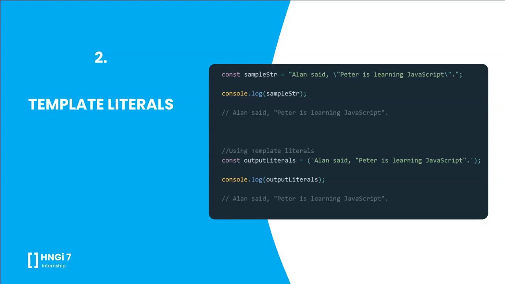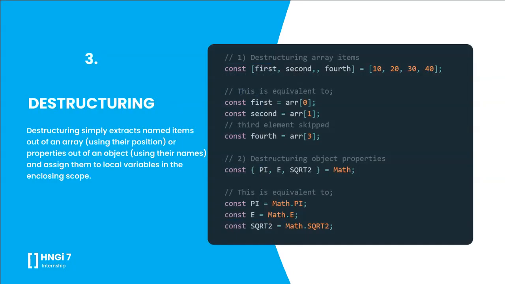So you get to see that later in this video, and you'll see that you use it a lot in React. So let's get to the third thing you need to learn, which is destructuring. Destructuring simply extracts the named items out of an array using their position, or properties out of an object using their names, and assigns them to local variables in the enclosing scope.